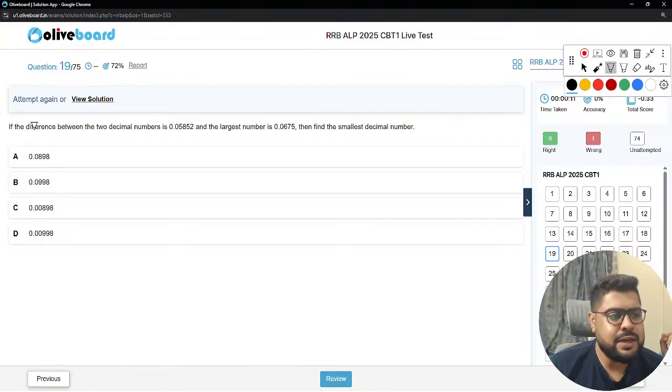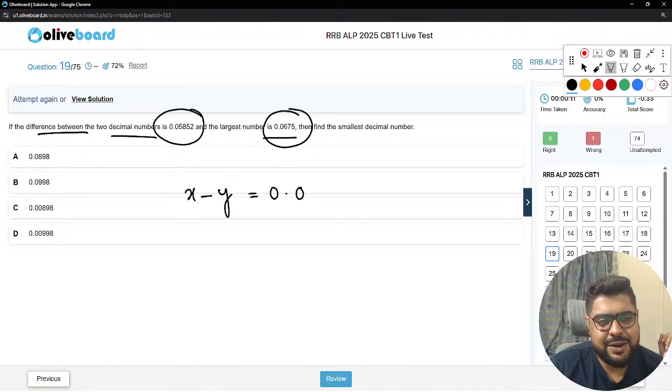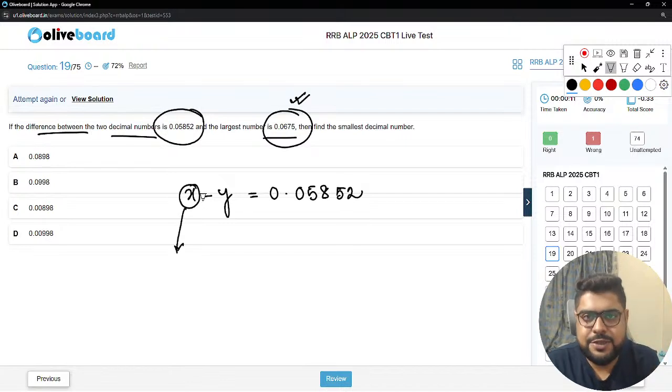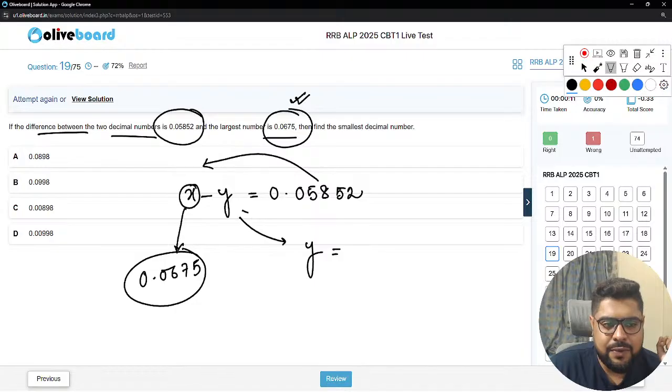Next question. Difference between two decimal numbers is this. Largest one is this, x minus y. Two decimal numbers, 0.05. Actually, you don't need to do all this, just for understanding. Largest means the value of x. This is definitely bigger because bigger minus smaller we do. So this is 0.0675. What will y be from here? This will come to this side, y will go to this side.